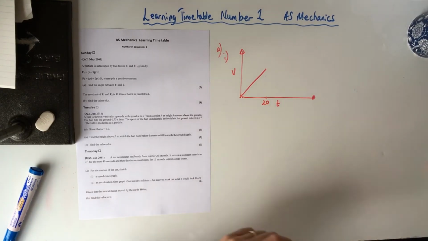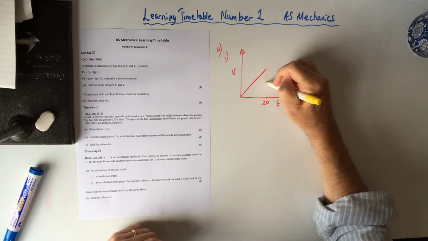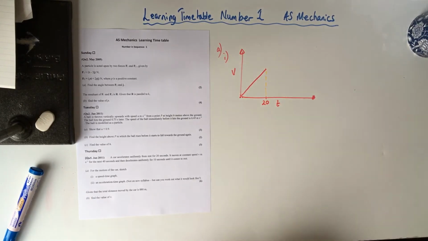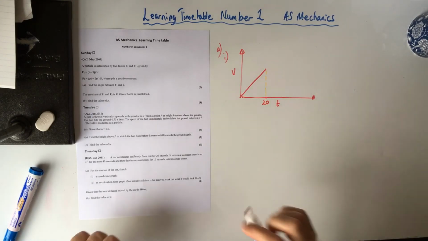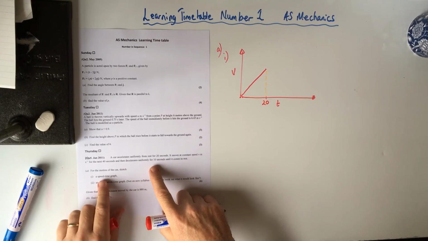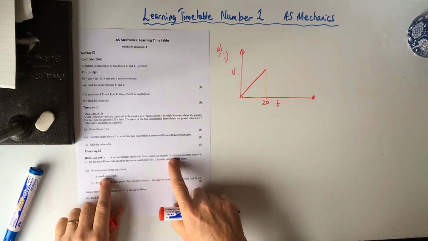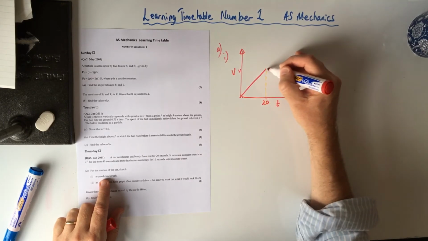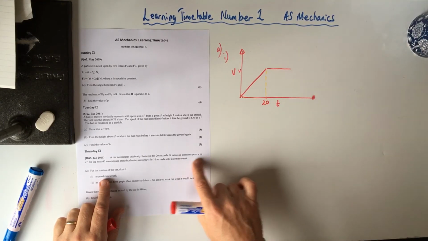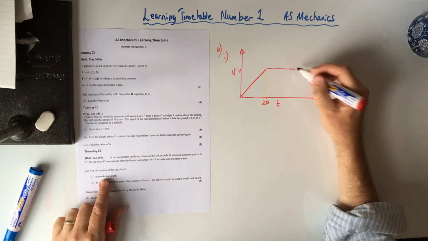Okay, I like to do little dotted lines in here. If you're doing this on the exam, I always tell my students to use pencil and ruler for these. Look at the sketches, make them look decent. After 20 seconds, it moves at constant velocity, so that's that velocity. So constant velocity for the next 40 seconds.